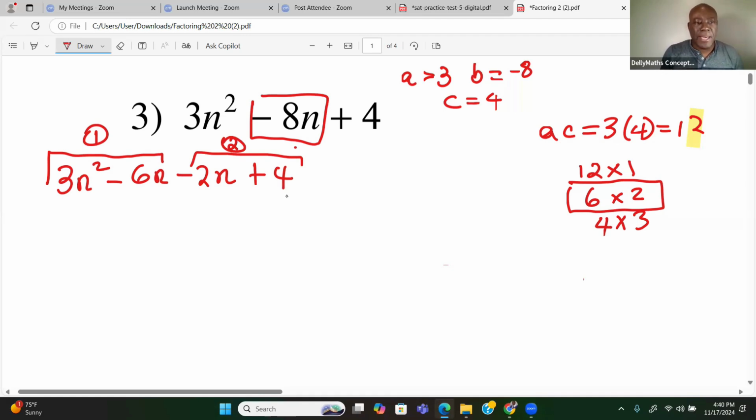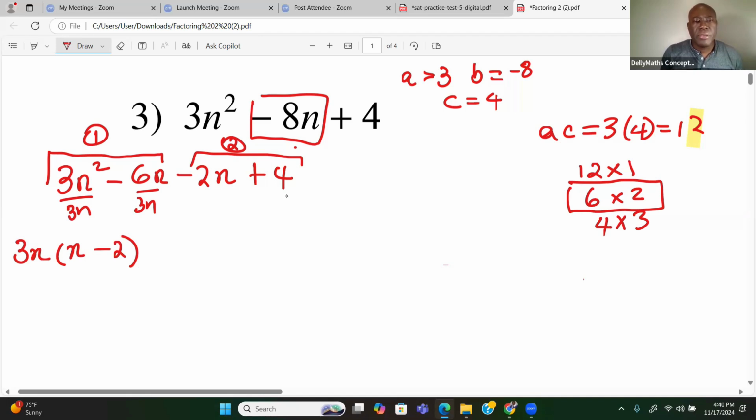So what is common for my first group? It's going to be 3n. So I'm going to divide these terms by 3n. When 3n squared is divided by 3n, I'll get n. And when 6n is divided by 3n, we get negative 2.